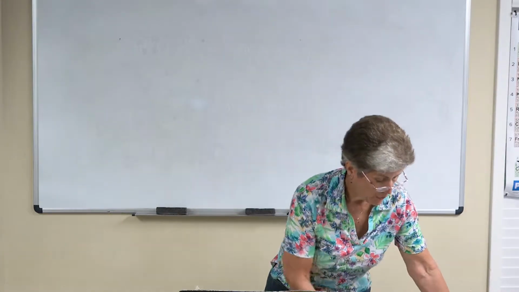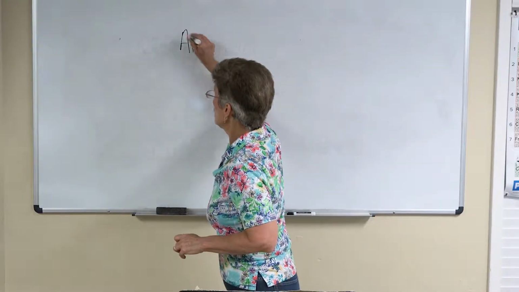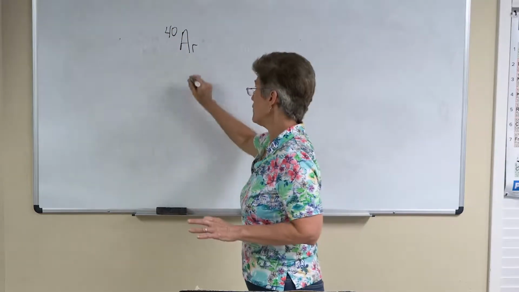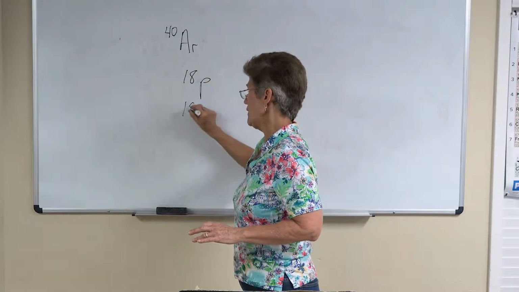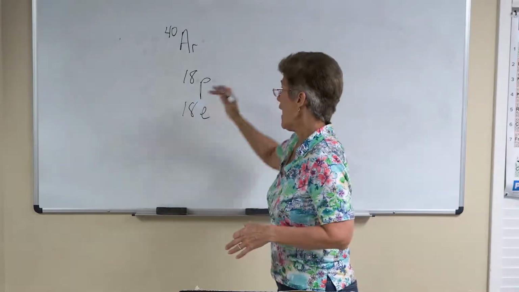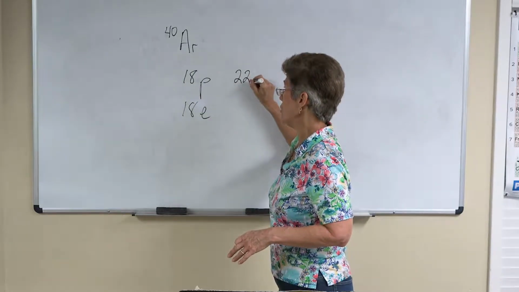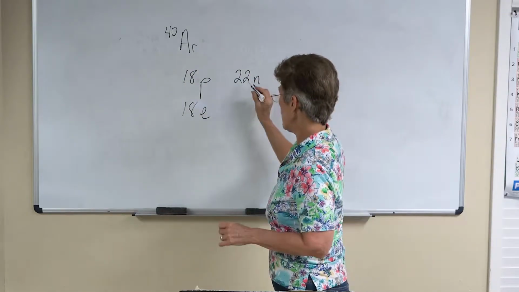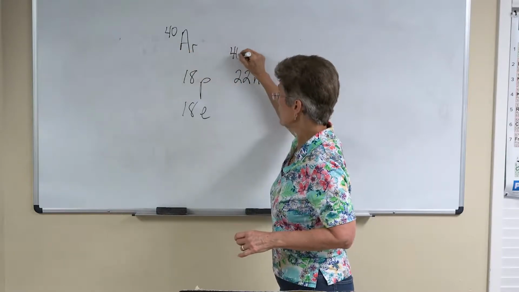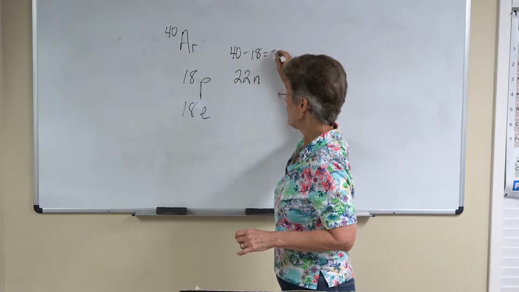Number 3, how many protons, neutrons, and electrons are in an argon 40? So you find argon on your periodic chart, which is all the way to the right. It's a noble gas, and its atomic number is 18. So I'm going to write here argon 40. Its atomic number is 18, so that means it has 18 protons, it has 18 electrons, we know that, and it has 40 minus 18, which is going to be 22 neutrons.